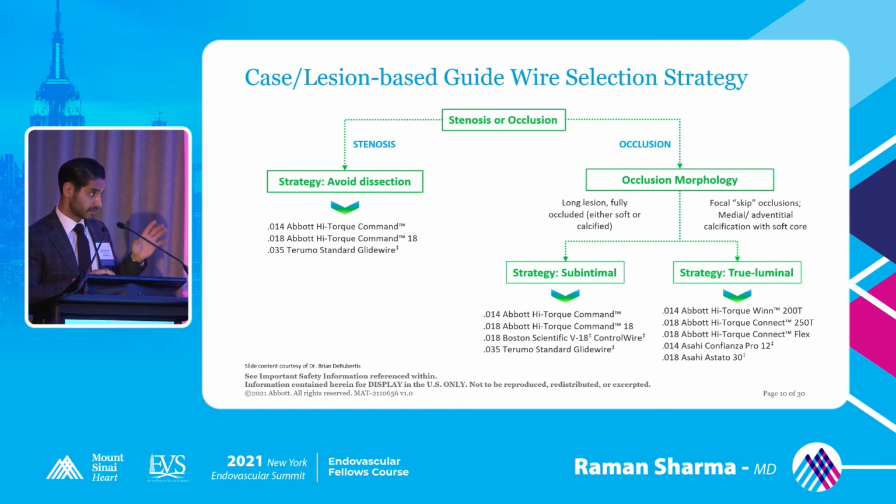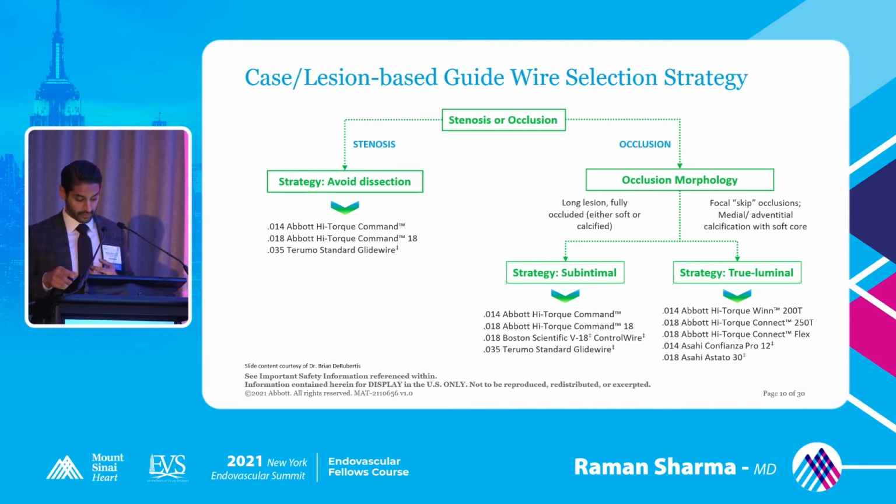Now, remember, when you're crossing subintimally, you have to make sure you have some sort of transit catheter to help make sure that you have a very small knuckle, because the more you dissect, the more problems you can really create. So with a transit catheter, you can keep this knuckle that you'll be taking all the way down very small.